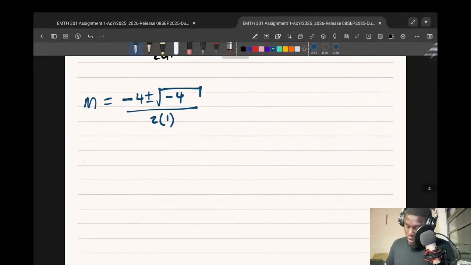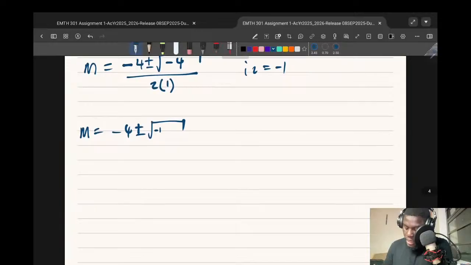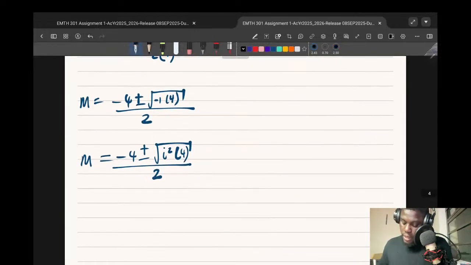So now you're going to have M is equal to minus 4 plus or minus the square root of. When you have a square root of a negative number, what you must remember is i squared is equal to negative 1. So you are going to remove a negative 1 from there. So it will be negative 1 by, it's now positive 4. Then it is going to be all over 2 by 1 is 2. So you now have M is equal to minus 4 plus or minus the square root of negative 1, which is i squared by 4, all over 2A, which is just a 2. Now what would you get?